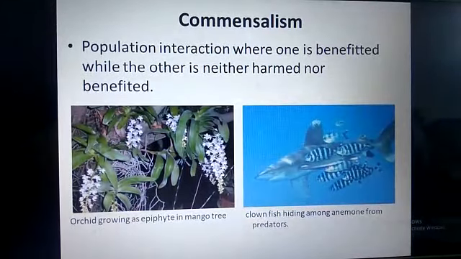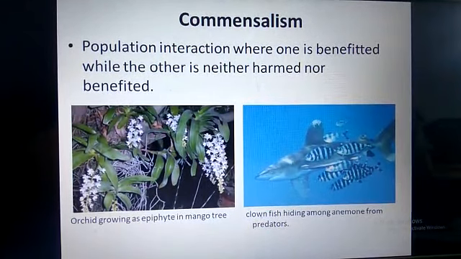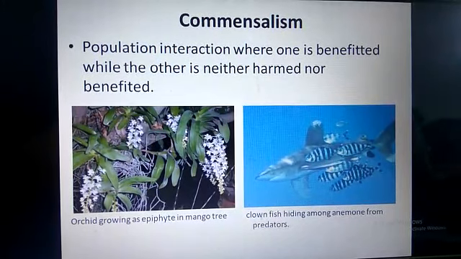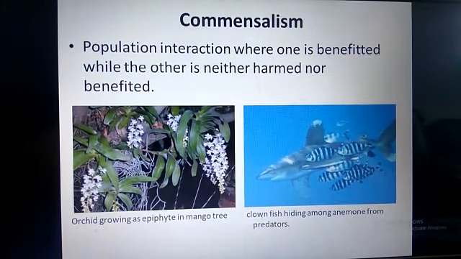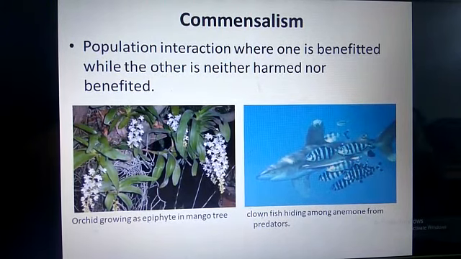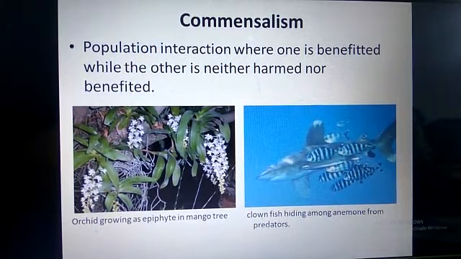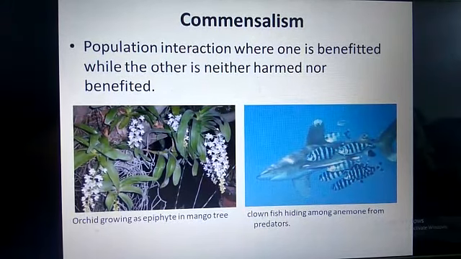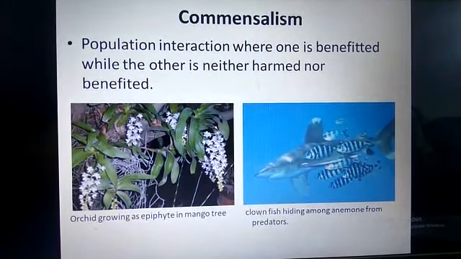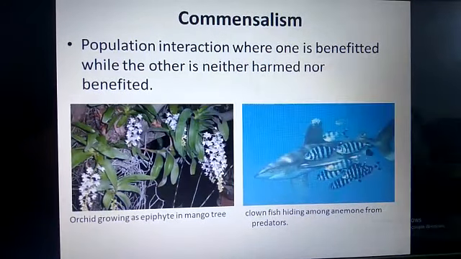Another population interaction is commensalism. It is a kind of population interaction where one is benefited and the other is neither harmed nor benefited. An example is an orchid growing as an epiphyte on a mango tree. Here the orchid benefits by living on the branch of a mango tree, but the mango tree doesn't get any benefit from the orchid, nor does the orchid harm the mango tree.